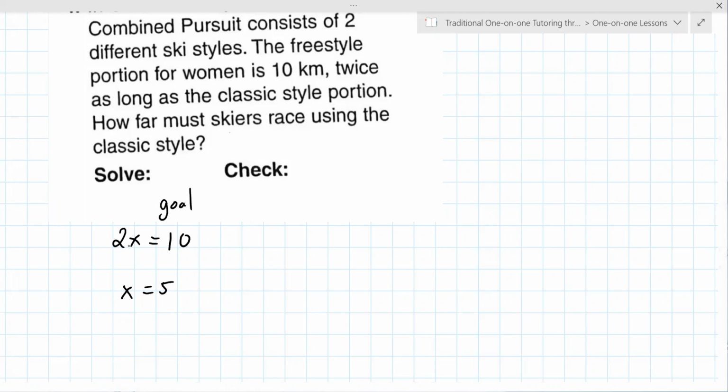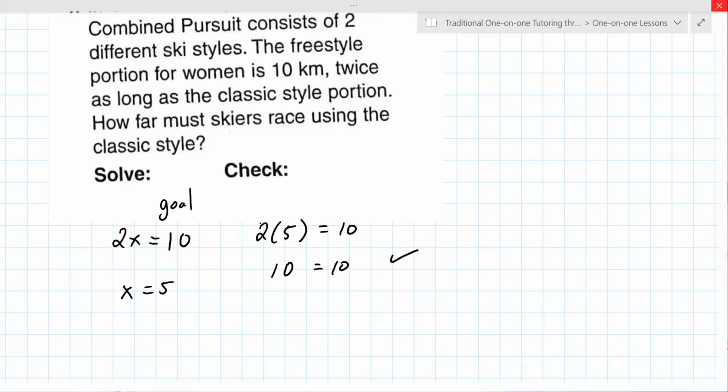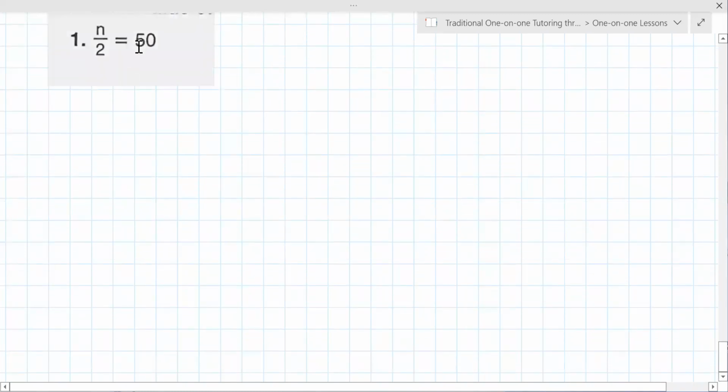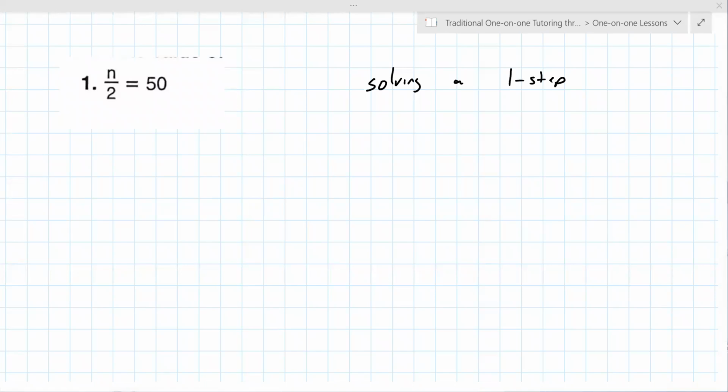Okay, let's go to page 5. Oh, I'm sorry, well, we need to check here. 2 times 5 equals 10. 10 equals 10. But I want to go to page 5 because it's a one-step equation that we never got to, but we can now get to. Now that becomes 3. n equals 60. Okay, number 3. What about number 1?